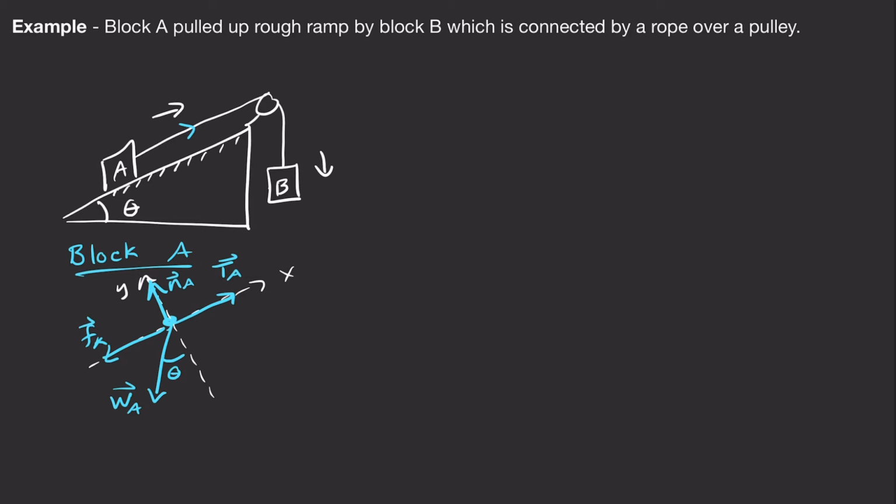Now I'm going to move on to block B. One thing that is useful to keep in mind is that these coordinate systems are just a tool we use to identify our forces and their directions. We can have different coordinate systems for each object. For block B, I'm going to have a normal horizontal and vertical coordinate system, and it's going to have a tension force in the positive y direction, or straight up, and the weight of block B is going to be straight down.